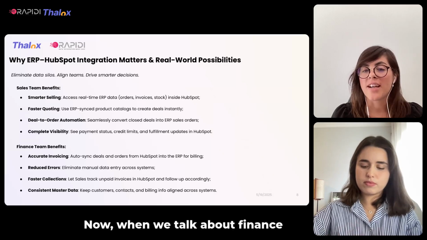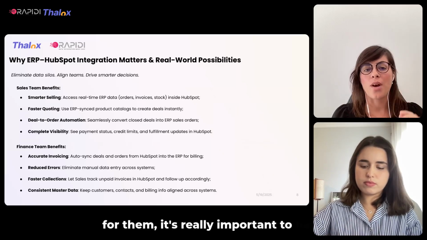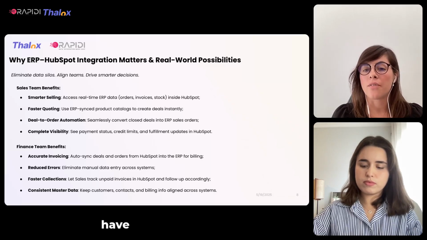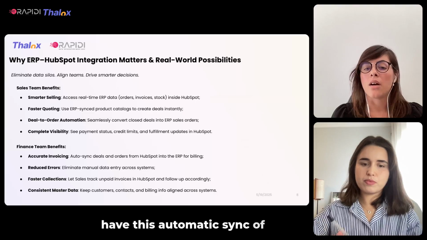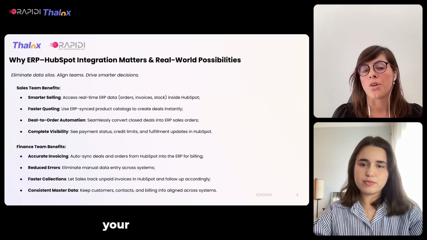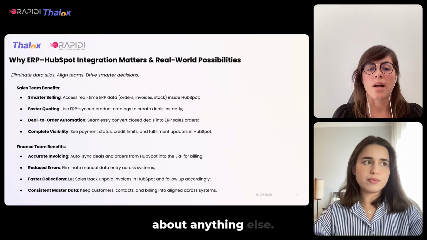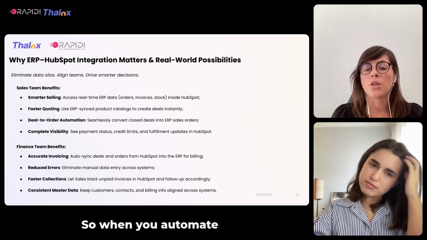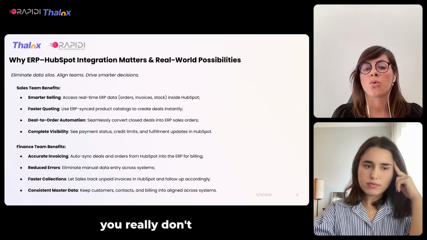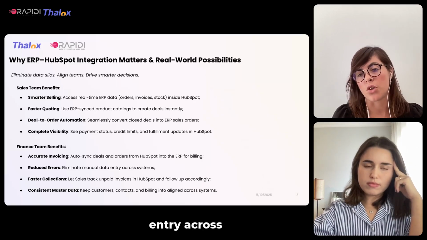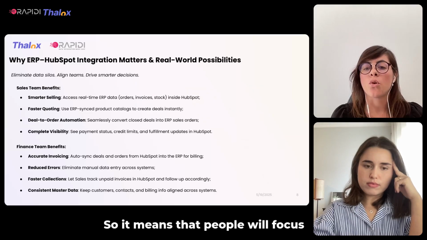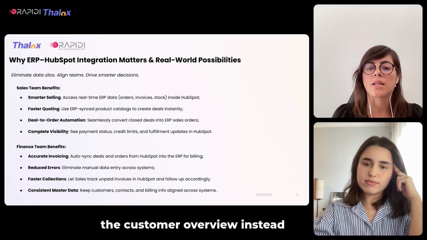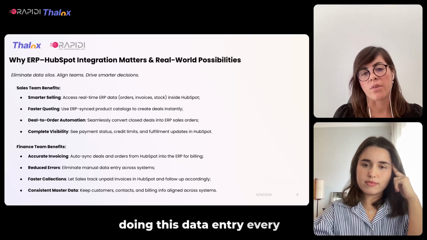Now, when we talk about finance teams, it's really important for them to have accurate invoicing. This can be ensured because you'll have this automatic sync of deals and orders into your ERP, so they don't need to worry about anything else. A second point would be reduced errors. When you automate your processes, you don't have any manual data entry across systems. It means that people will focus on just reviewing data or looking at the customer overview instead of doing this data entry every day.